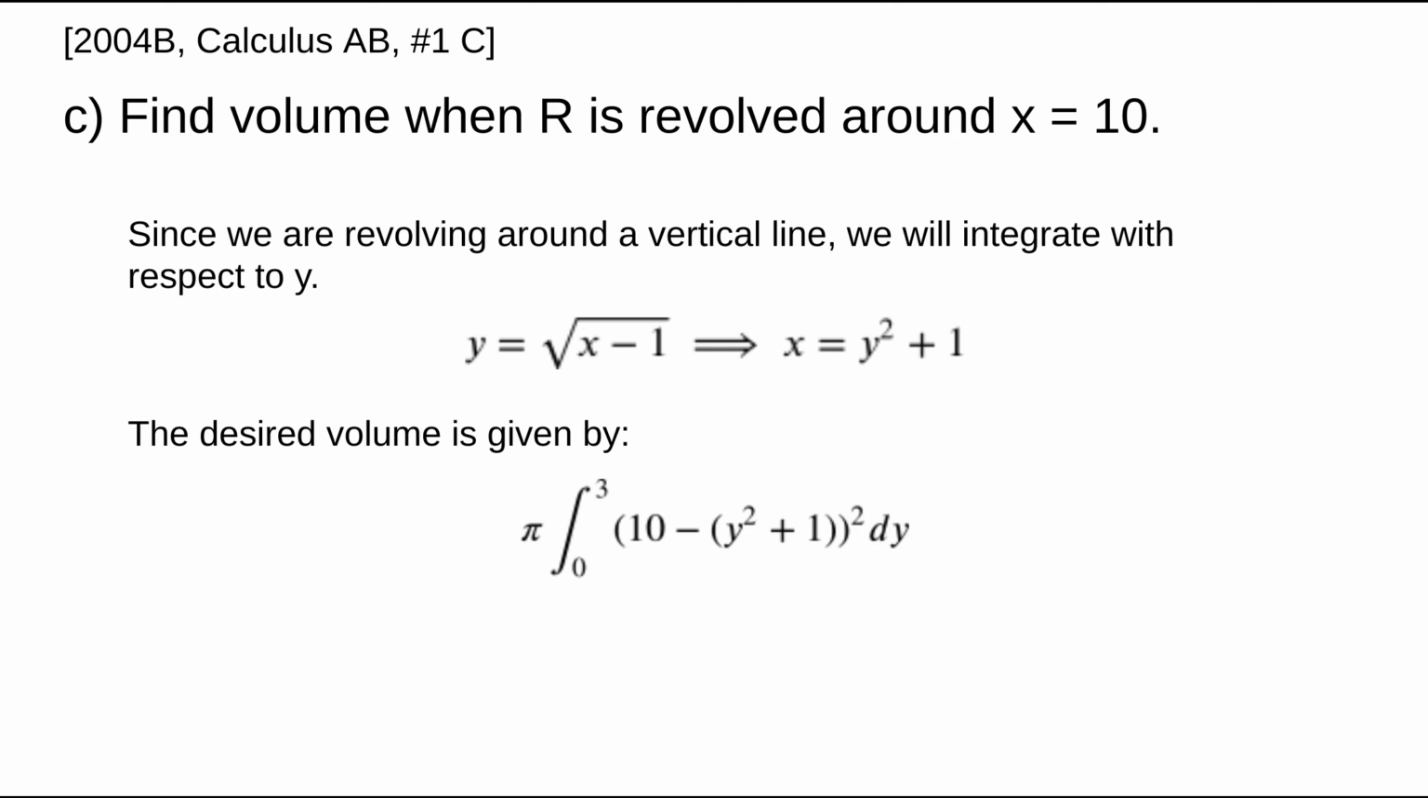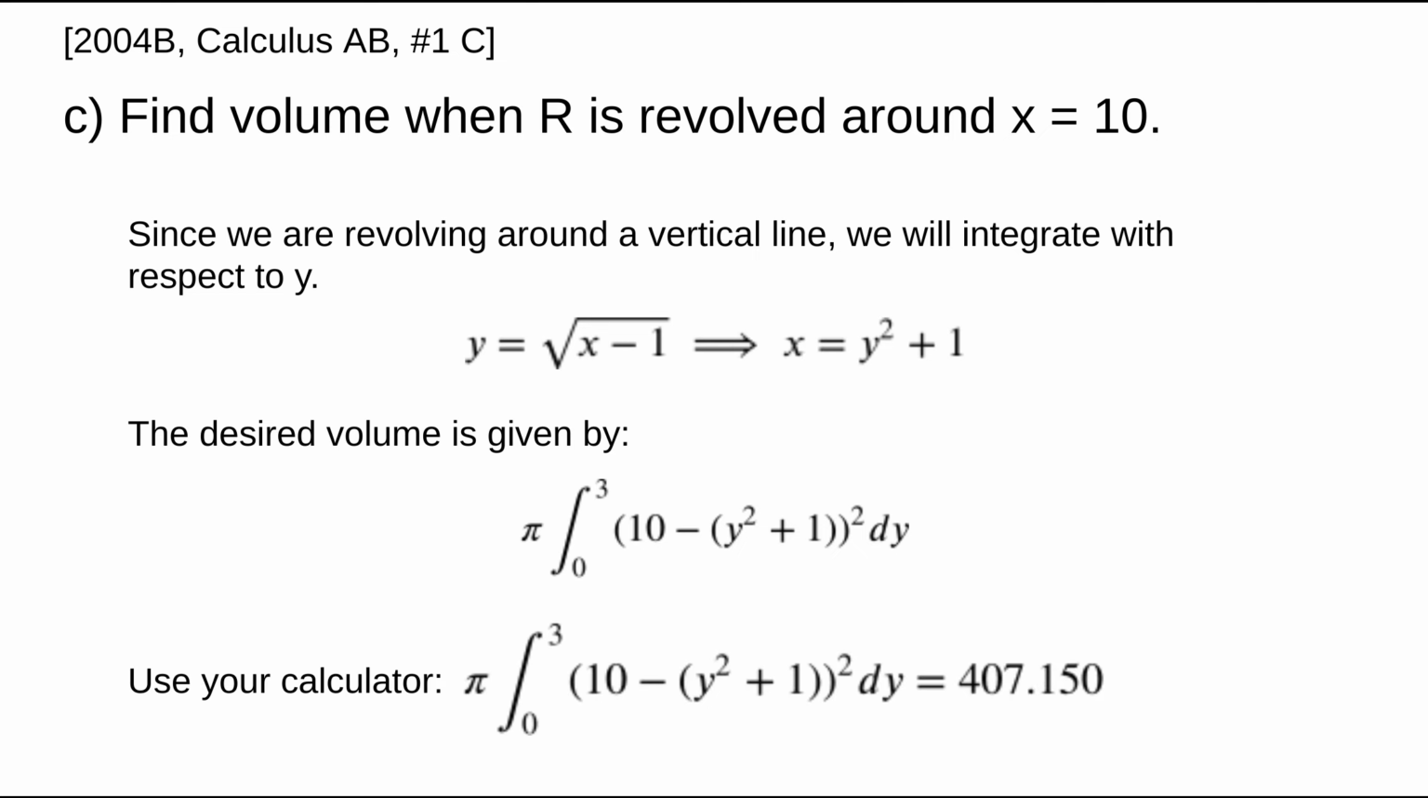The volume is found by pi times the integral from 0 to 3 of (10 minus (y squared plus 1)) squared dy. And again, this is a calculator active question, so let your calculator do this work. The volume when R is revolved around the line x equals 10 is 407.150.